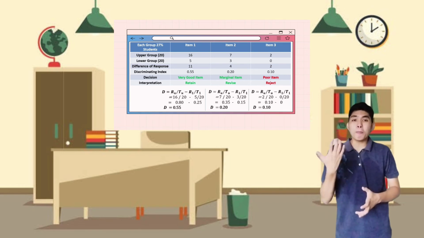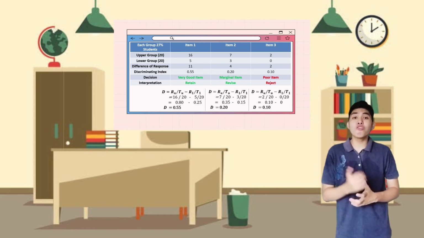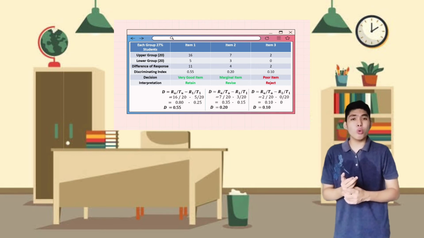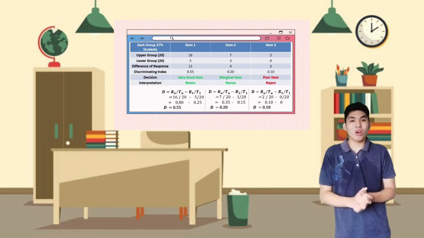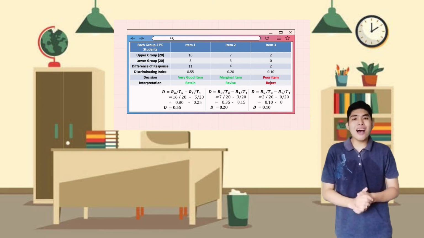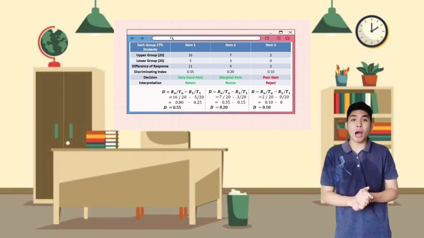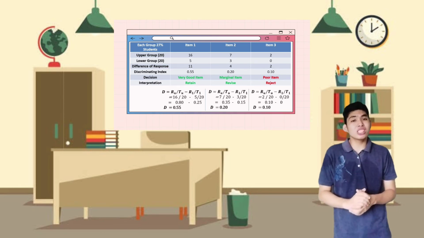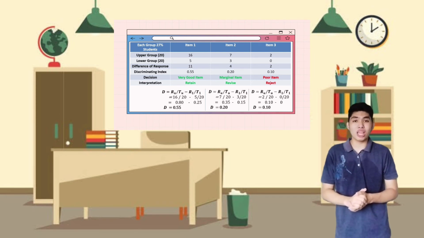Next, let's get the p-value for the lower group. Let's divide RL, which is the number of the lower group getting the item correct, which is 5, divided by TL, which is the number of the lower group, which is 20. So 5 divided by 20 is 0.25. So now let's subtract both p-values. 0.80, which is the p-value for the upper group, minus 0.25, which is the p-value for the lower group. So 0.80 minus 0.25, you'll get a discrimination index of 0.55.